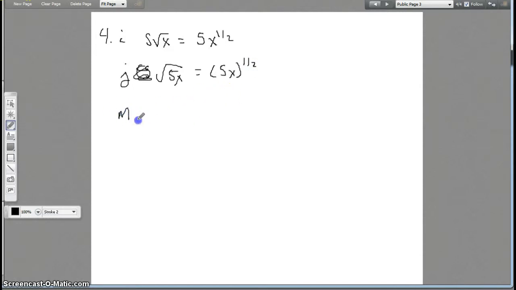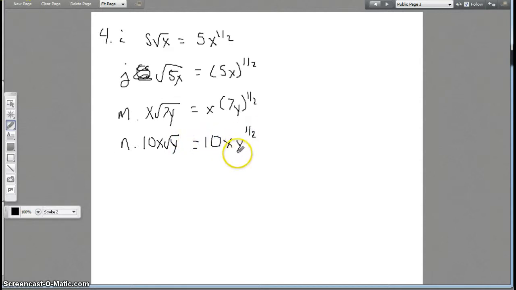Skip over to part M. Part M says x times the square root of 7y. Everything that the half power applies to needs to be in parentheses. So this is x times (7y) to the 1/2. And then part N is 10x square root y. Since the square root only has to apply to one thing, we can just write 10xy to the 1/2, and that 1/2 will apply only to the y. Okay, so that was number 4, which is just like number 11 that I assigned for homework.